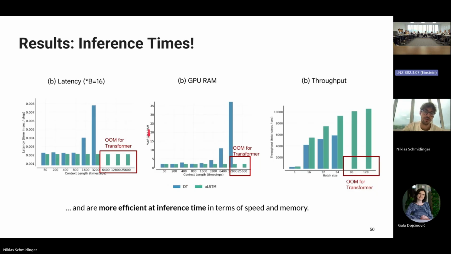Same for this, which is the GPU RAM. With the LSTM, you have a fixed size state, so you always have the same amount of memory, and it's independent of the context length. But for a transformer, this is not very efficient. So you get more efficient inference time, and for comparable performance, I would say.